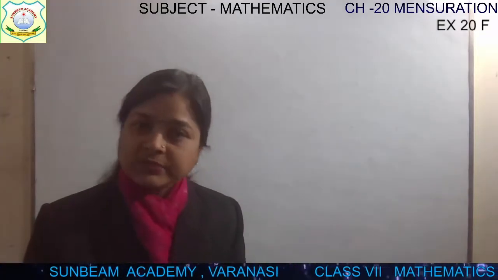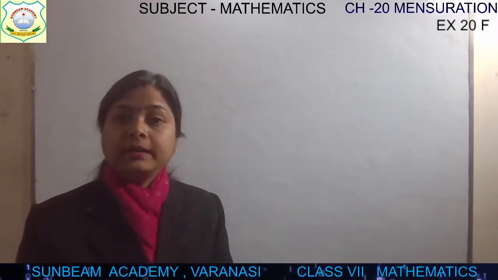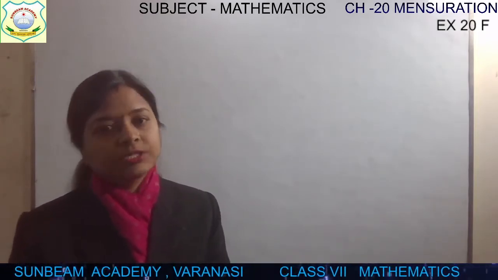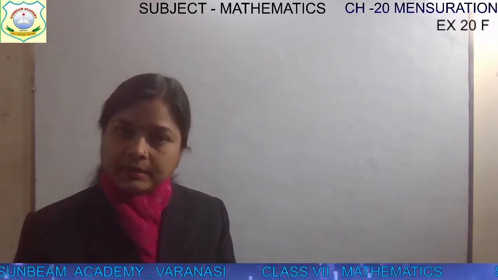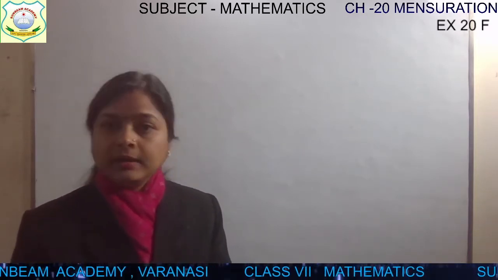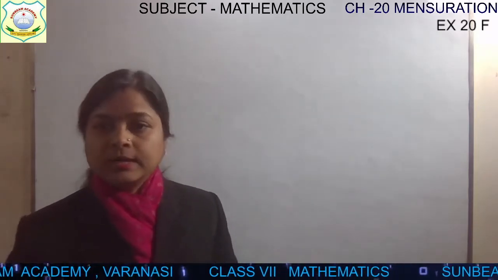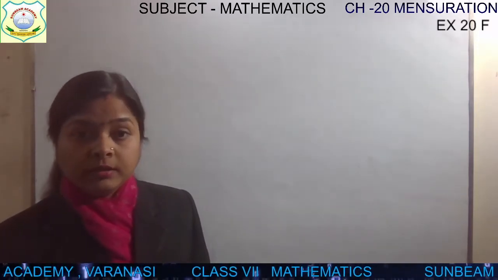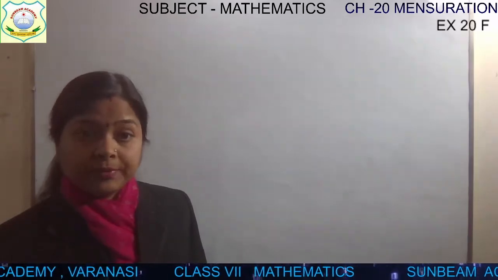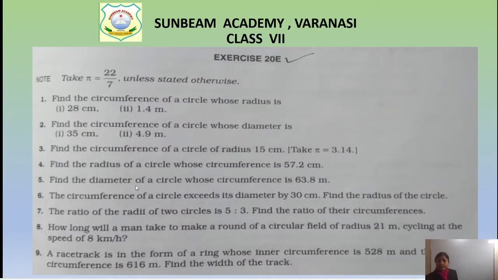In today's class, first we will finish question number 9 and 10 of exercise 20E. And then I am going to start the next one, that is area of circle. So let's find out the question which is left in the previous class. It is question number 9.